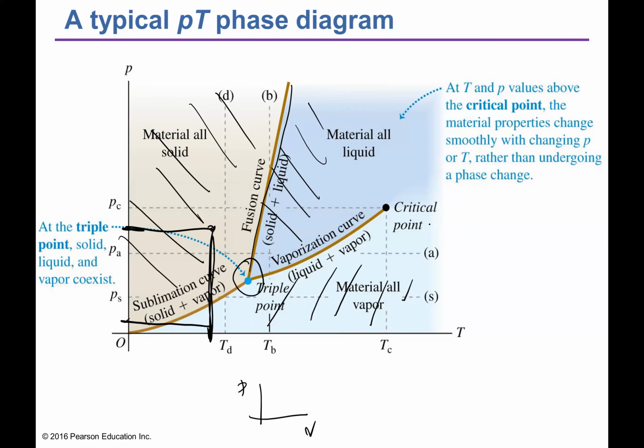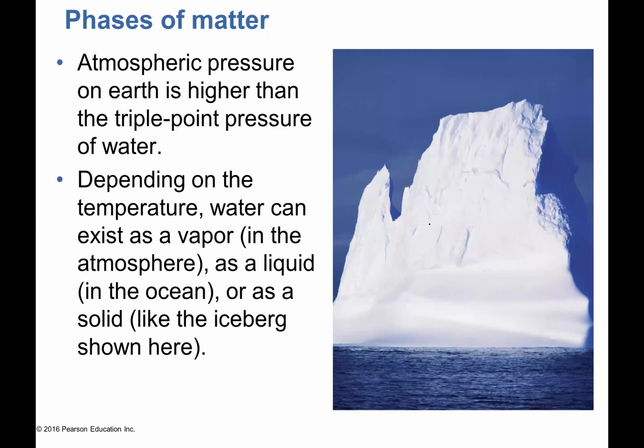Okay. So here's phase of matter. Atmospheric pressure on Earth is higher than the triple point pressure of water. Depending on the temperature, water can exist as a vapor in the atmosphere, as a liquid in the ocean, or as a solid like the iceberg shown here. That means what you see here is three different phases of the same thing. So water can coexist as a gas, solid, and a liquid.